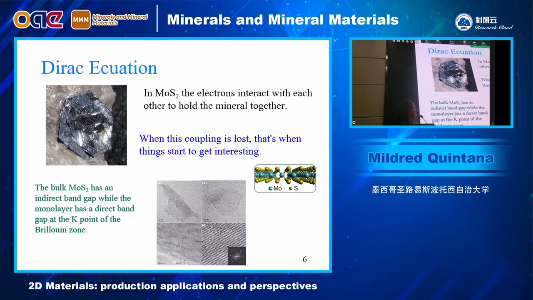In this case, molybdenite, the bulk is a semiconductor with an indirect band gap. And when we have a monolayer of molybdenite, we have a semiconductor with a direct band gap at the point K of the Brillouin zone. What does this mean?